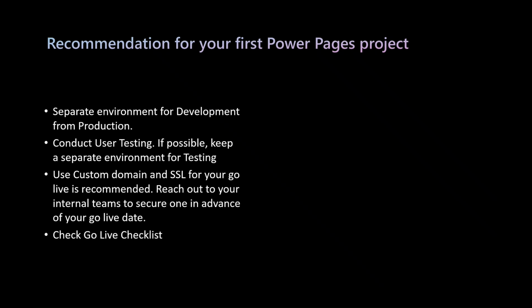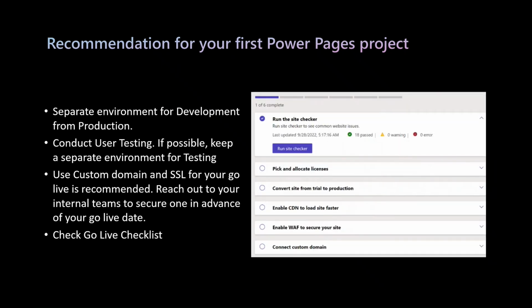That is the most important thing, and I'm also going to discuss it in the practical session. So Microsoft has given a very good go live checklist for us. It basically ensures that you have a kind of to-do list before you plan to go to production. You run the site checker, then you pick and allocate a license, convert the site from trial to production, enable CDN, enable WAF, which is a firewall, and then set up your custom domain. OK, we're going to discuss that in my live environment.